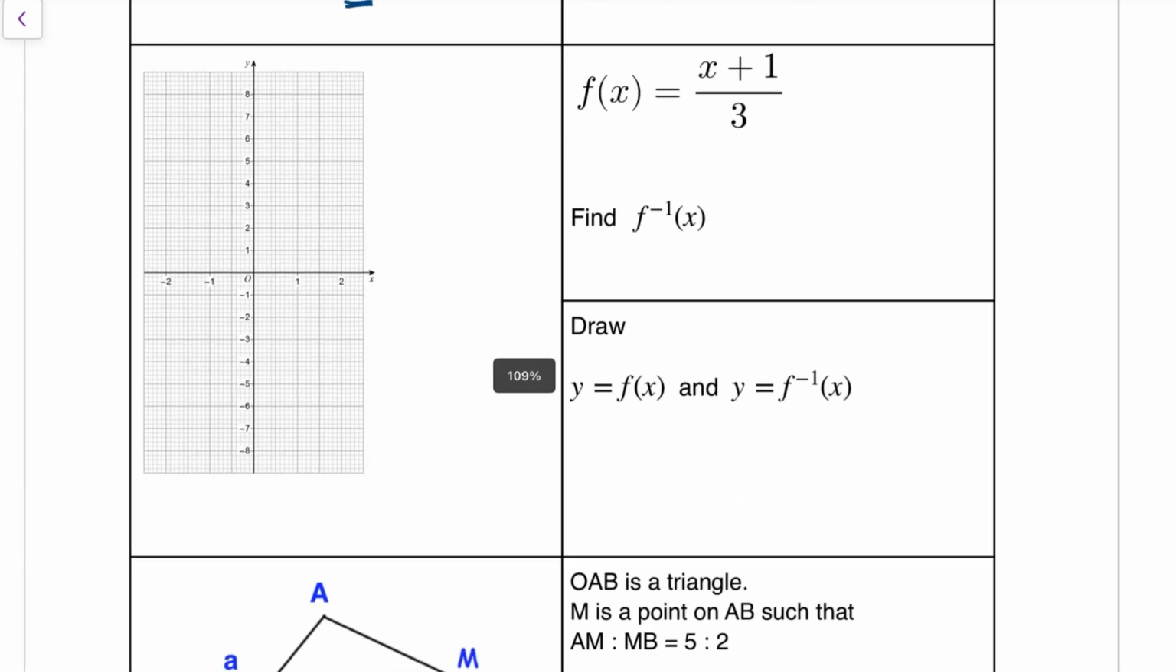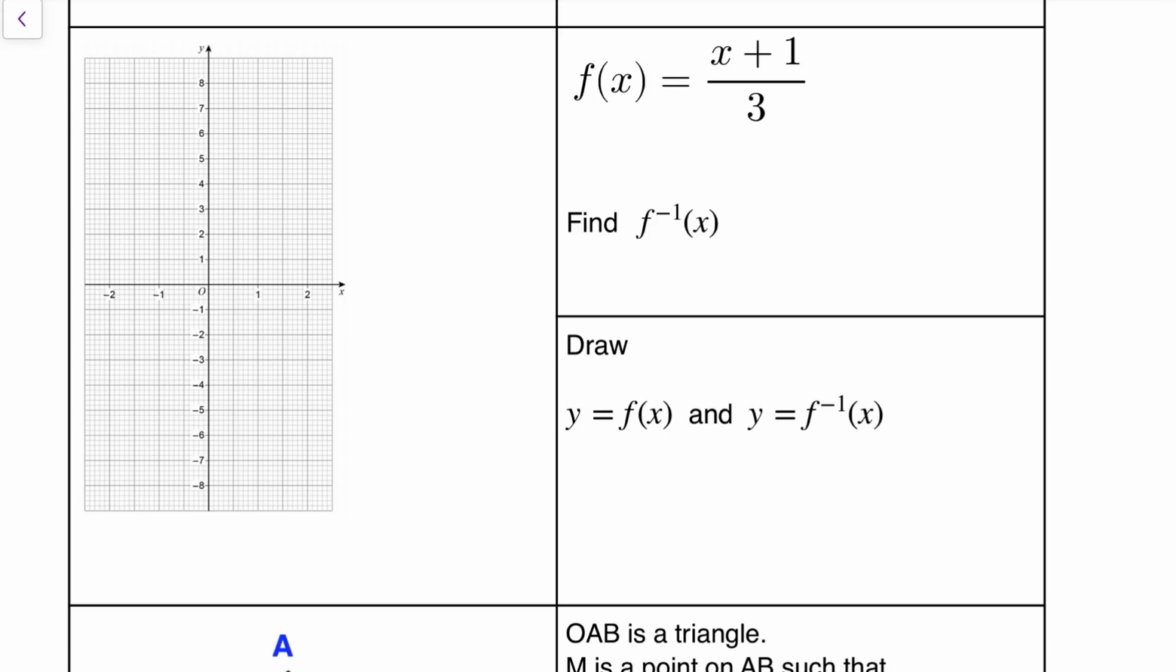Next one. Okay, so it gives me a piece of graph paper. f of x equals this thing here. Find f minus 1 of x. So far, so good. So what does f of x do? Well, it takes a number and it adds 1 and then it divides by 3. So the inverse function is going to do the opposite back to front. In other words, times by 3 and then take away 1. So far, so good. Then it says draw these two functions.